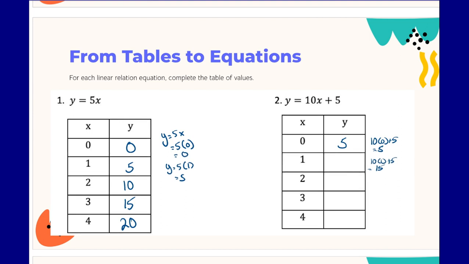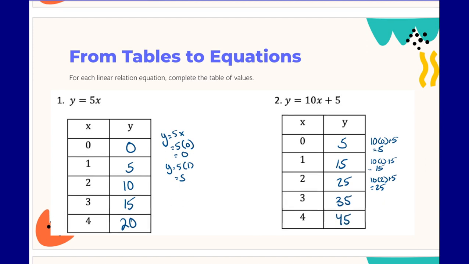Now we have 5, 15. You might be able to recognize the pattern and use the rule to help figure out what the next value is. If not, again, you can continue to substitute. 10 times 2 plus 5, we have 20 plus 5, and 25. Hopefully you've recognized the pattern, though, and recognize the next one is going to be 35, and then 45.